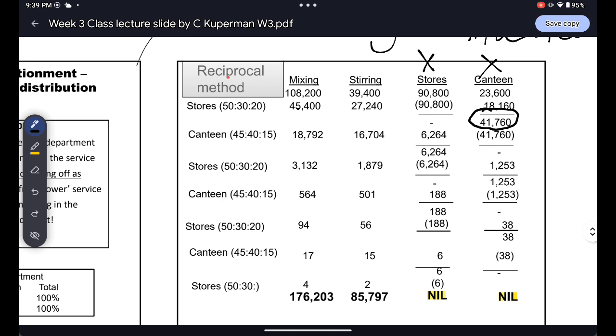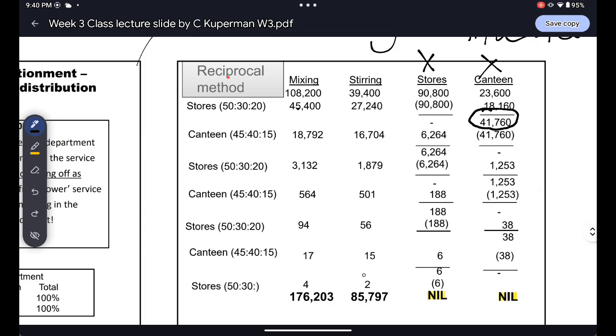Then it's Canteen's turn to give money. We take out the 38 and we give it among the stores, stirring and mixing. But hey, now it's stores' turn to give money. He still has money. So now he has 6 rand, poor guy. So we take out the 6 rand and we split it among the 3. You're going to encounter a problem here.